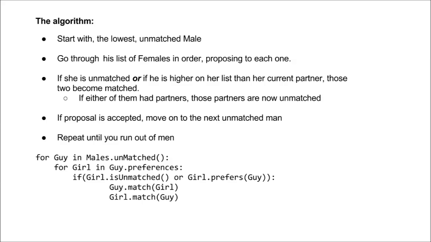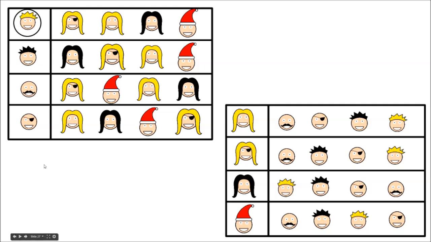But it gives you a better idea than this wordy explanation here. So, time for an example, because that's the best way to learn these things. So we'll start on the first unmatched guy, which is blonde dude up here. And he's going to propose to the eye patch girl. So the eye patch girl, if we look along here, is unmatched.